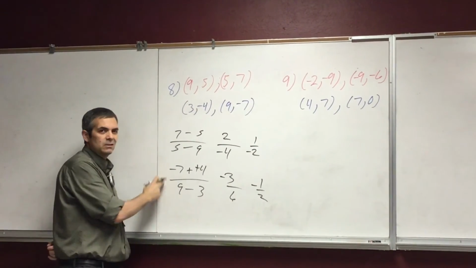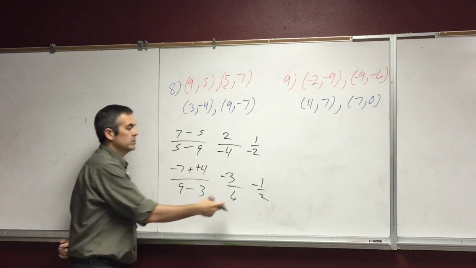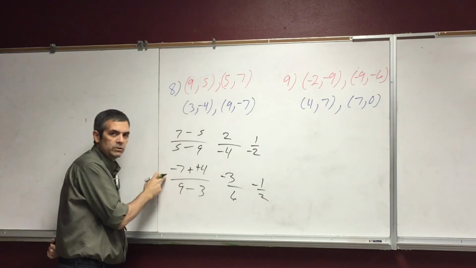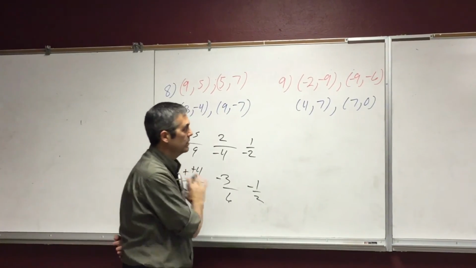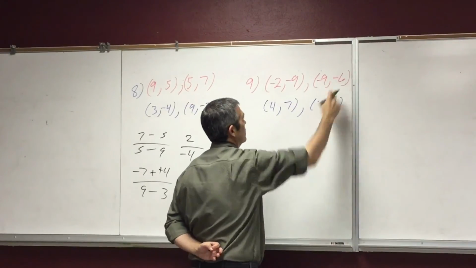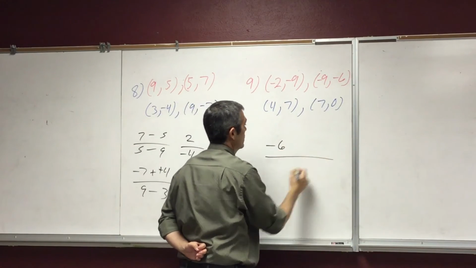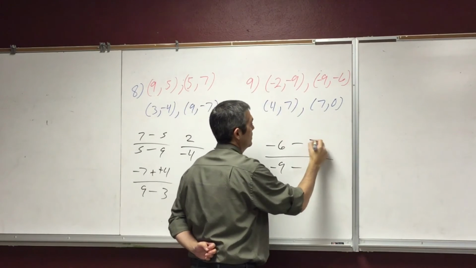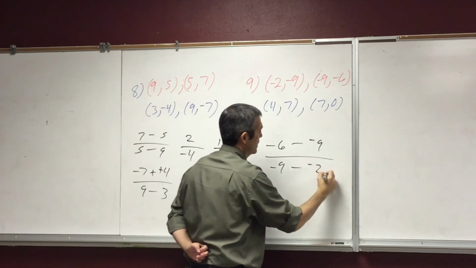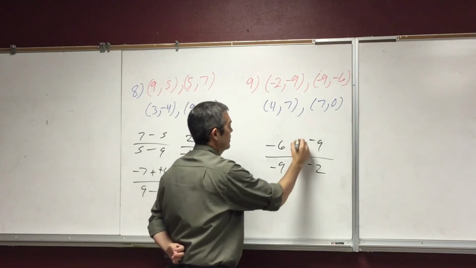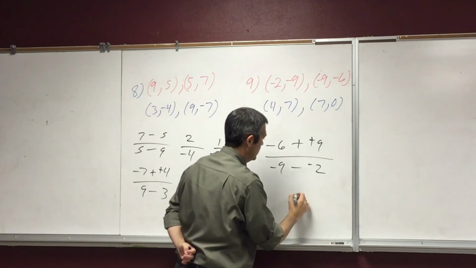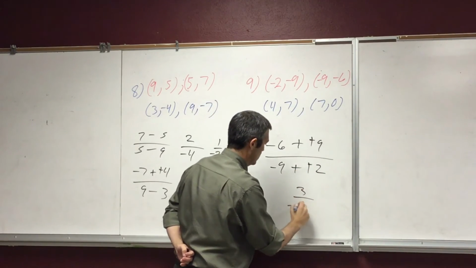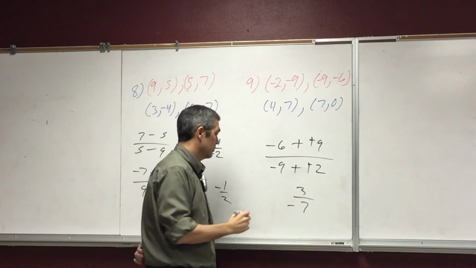And watch this, this is where you're gonna make your mistakes, okay? Once you see this, that they're the same and that they're parallel, that's not the issue. Watch your slope formula, make mistakes out of that, it's very easy to do, okay? Last one, negative 6, negative 9, minus minus, negative 9, negative 2, okay? Click, click, you get 3, click, click, negative 7. Negative 3 over 7.